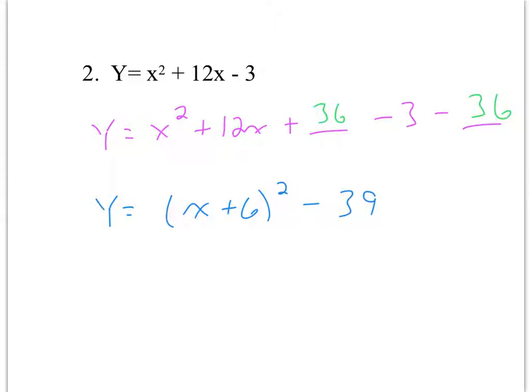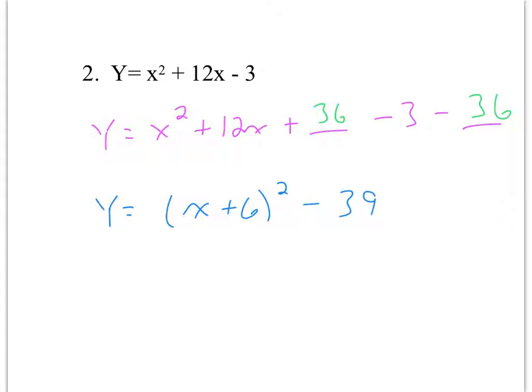Okay, you should have y equals x plus 6 squared minus 39. What I did here is I just took my original equation, x squared plus 12x. I moved the negative 3 over a little bit, and I added a blank, and I subtracted the blank. If I add it, I need to subtract it. Can't just add things. Okay. Now I took my b term, which was 12. 12 divided by 2 is 6. 6 squared is 36. That's what I added to both of my blanks.